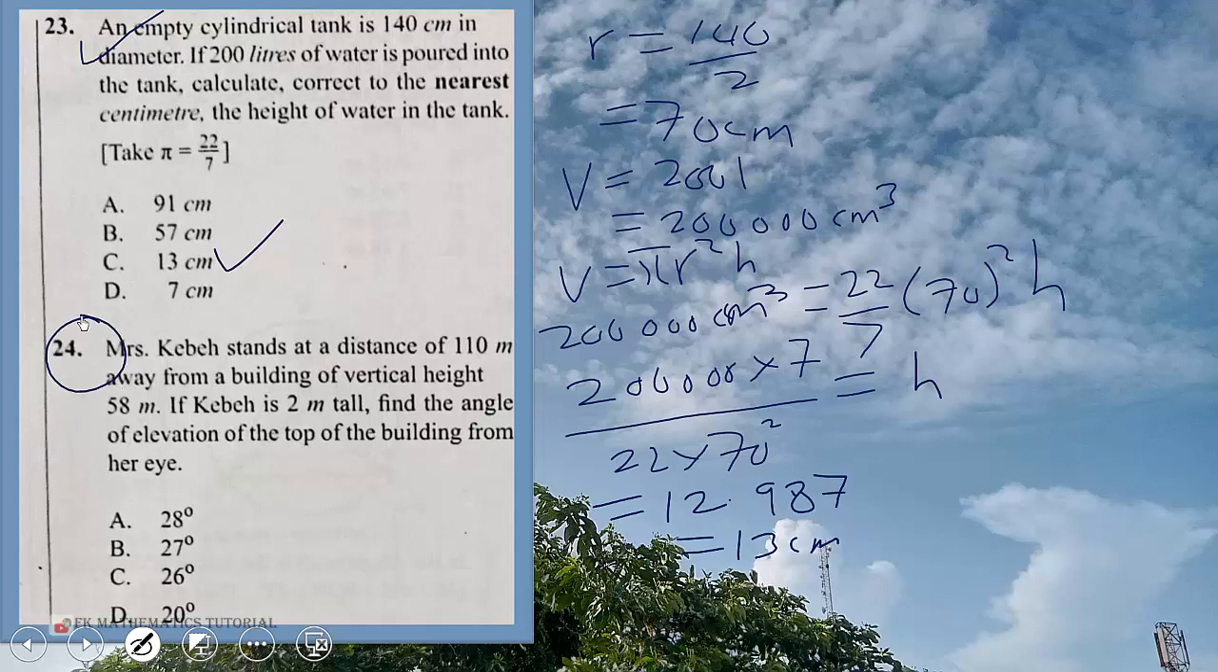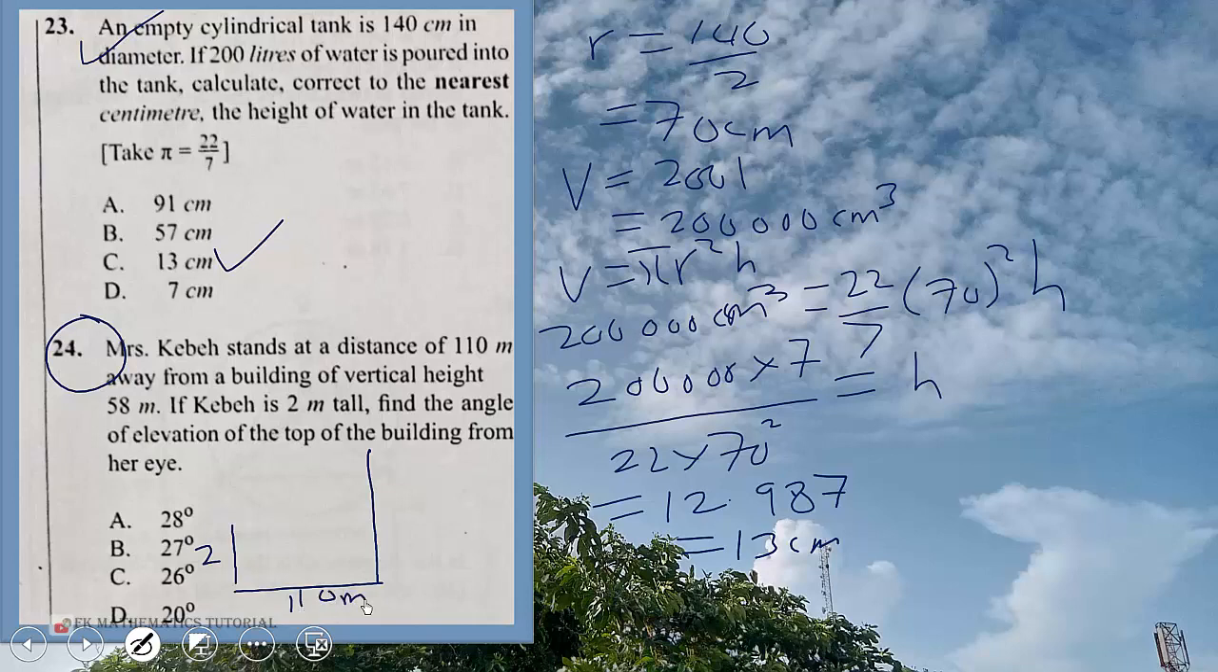Now let's look at question number 24. Mrs. Kebe stands at a distance of 110 meters away from a building of vertical height 58 meters. So if this is Mrs. Kebe and she is 2 meters tall, so this is 2, and the vertical building is here, and the distance to that building is 110 meters.